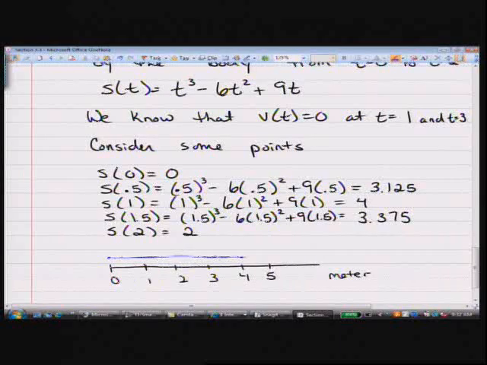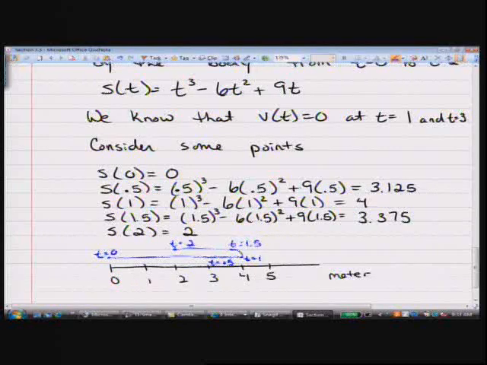And then at 1.5 seconds, he's at 3.375. So he comes back and he does something like this. So he comes back, and then at 2, he's here at 2. You see what I'm saying? So this is weird because this is not time, this is meters. So this is t equals 0. Here's t equals 0.5. Here's t equals 1, and then here's t equals 1.5, and then here's t equals 2.